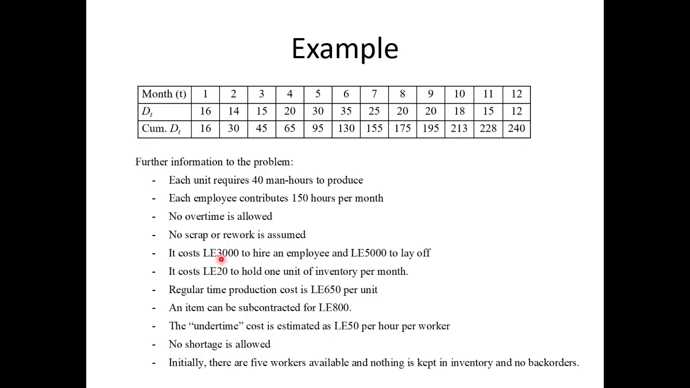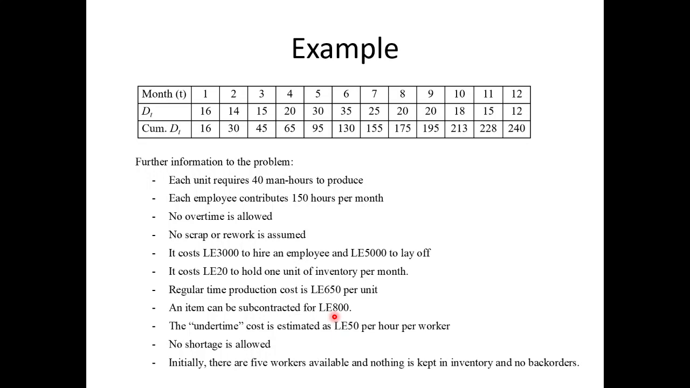It costs 3,000 Egyptian pounds to hire an employee and 5,000 Egyptian pounds to lay off. It costs 20 Egyptian pounds to hold 1 unit of inventory per month. That's the C sub H, which is the inventory holding cost. Regular time production cost is 650 pounds per unit. So each unit that you are going to produce will cost you this amount. An item can be subcontracted for 800 Egyptian pounds. So this means in this problem, subcontracting is allowed.